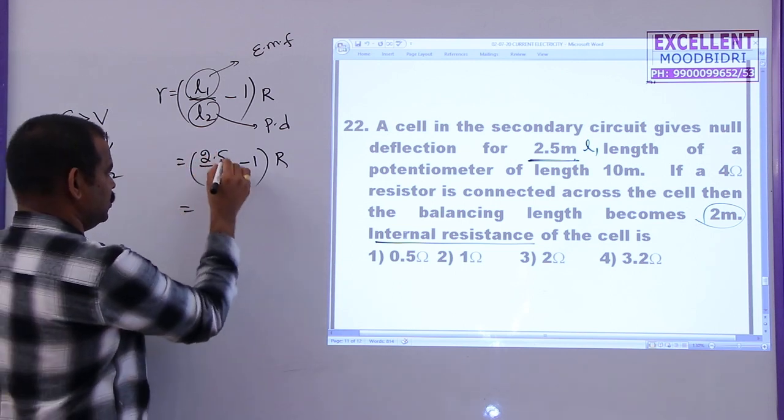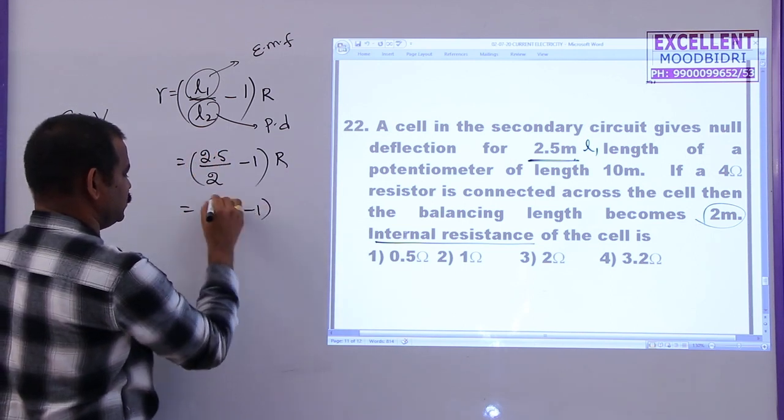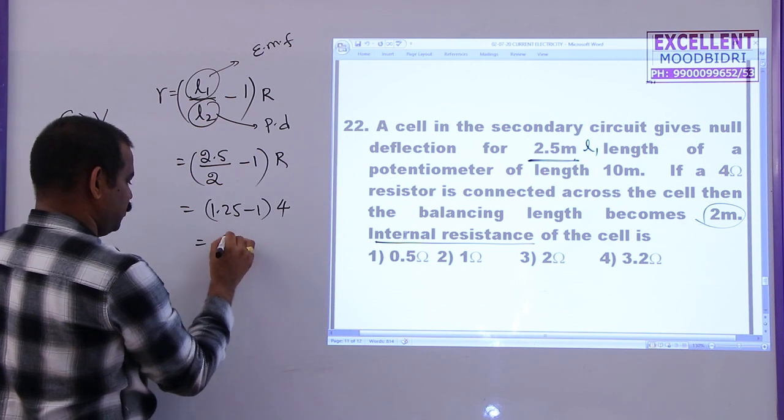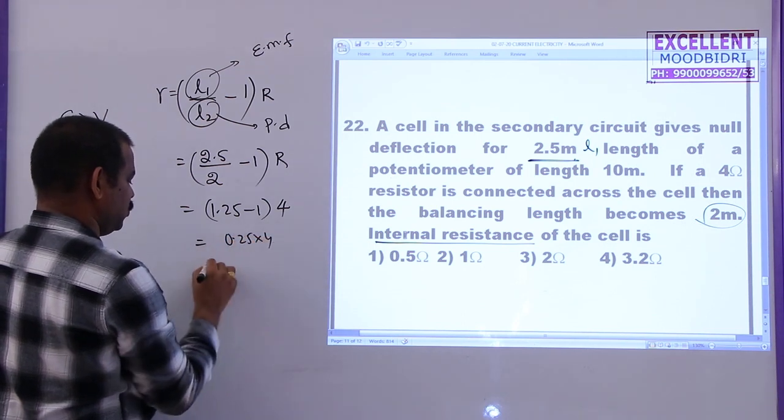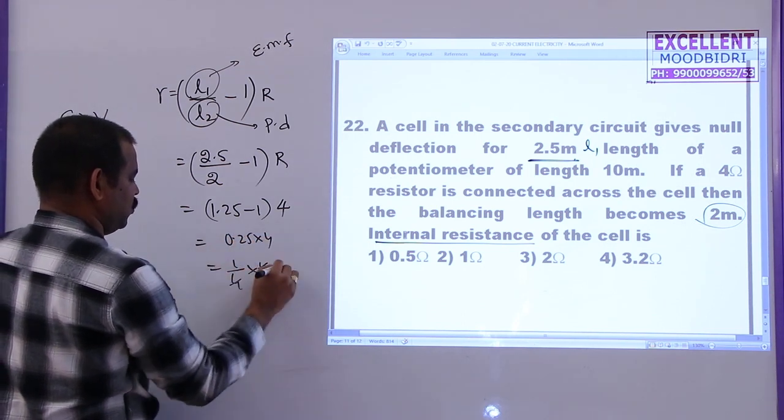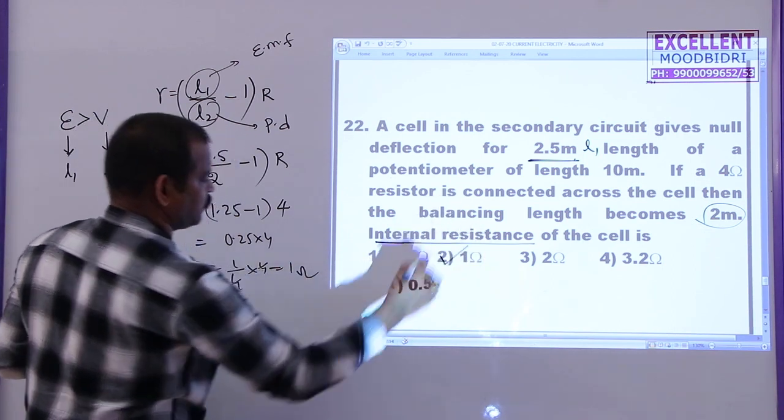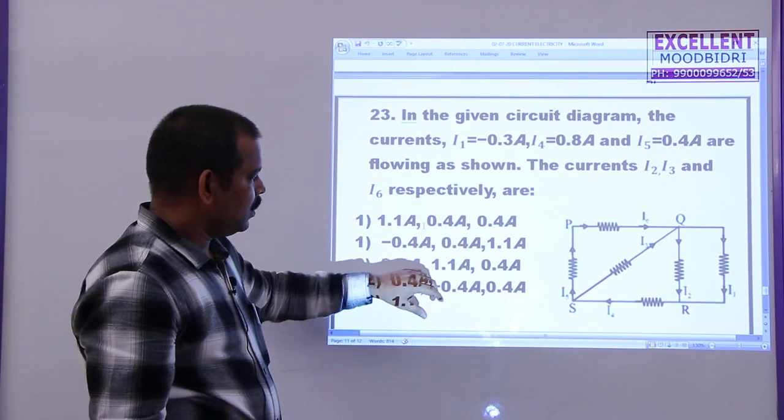So this will be the formula. So this will be 1.25 minus 1, into R is equal to 4. 0.25 into 4. This is 1 by 4 into 4. So this is 1 ohm. Option 2 is correct.